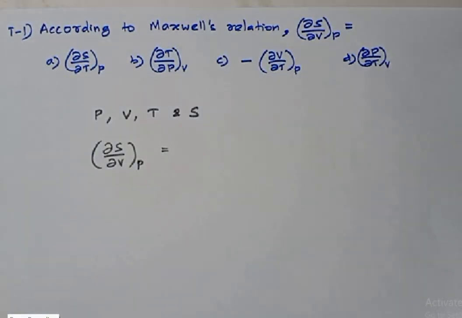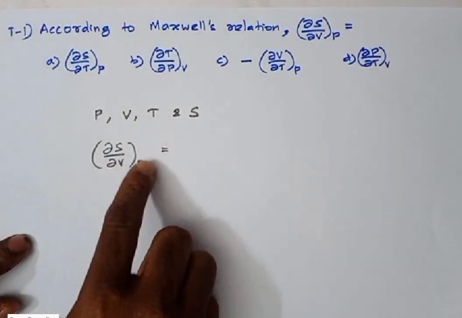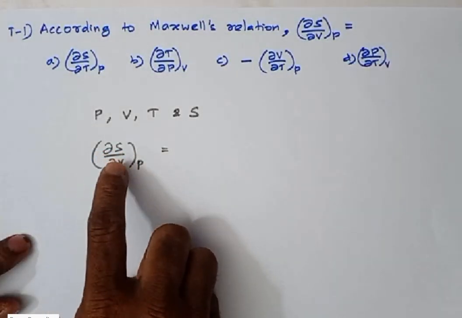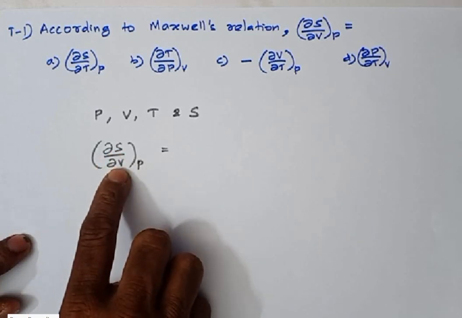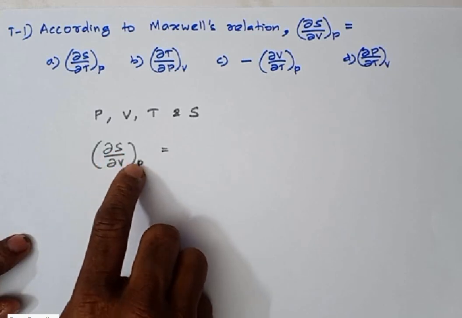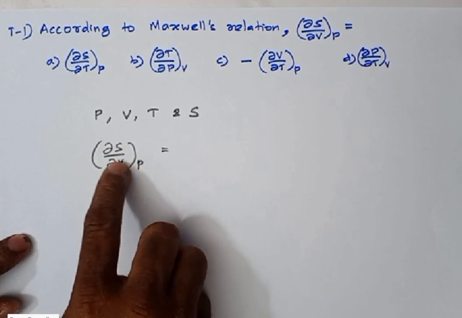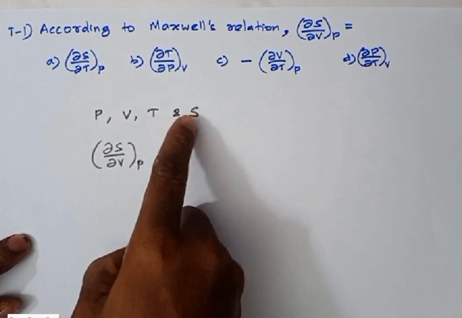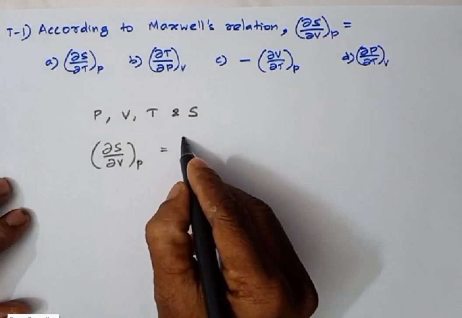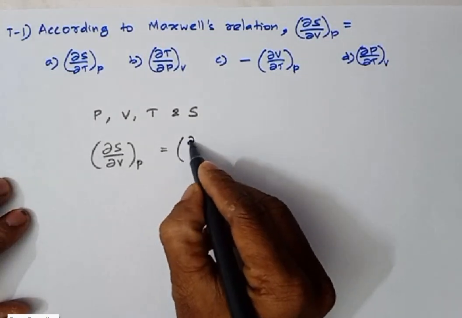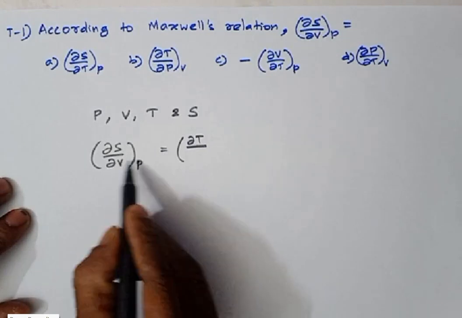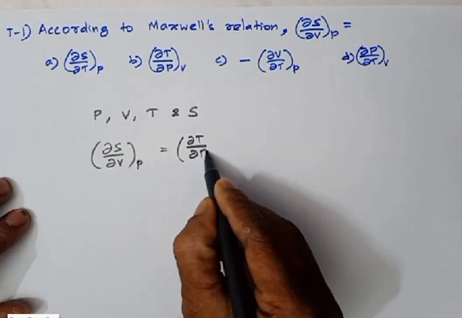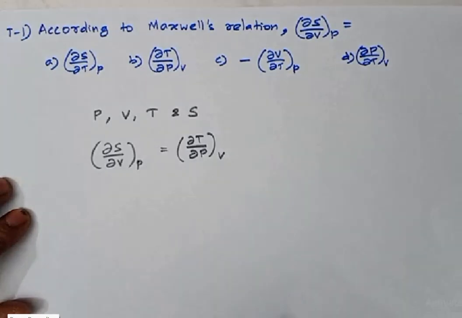I have given you a trick to identify this. What is the trick? In this given derivative, entropy is there, volume is there and pressure is there. Entropy, volume, pressure, all the three terms are available. Which one is left? Temperature. So write temperature in the numerator. Bring the pressure inside and volume outside: dou P at constant volume.